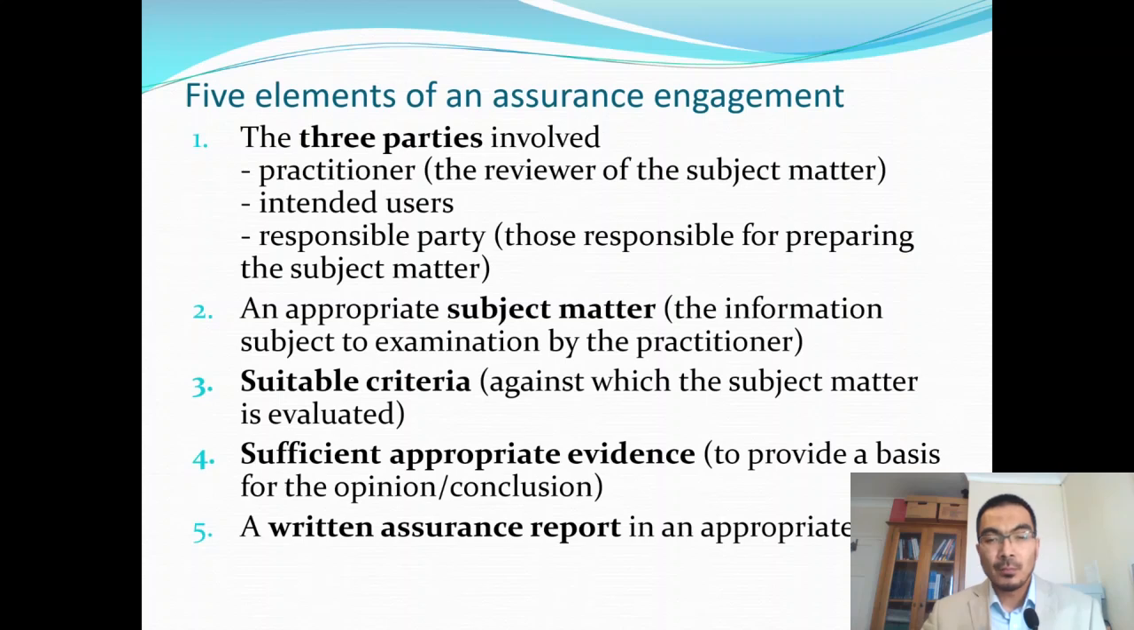The fourth one is evidence. Sufficient appropriate evidence needs to be gathered to support the required level of assurance. Before they give their opinion, the auditors need sufficient appropriate evidence so they can give their conclusion, their opinion. Without gathering sufficient appropriate evidence, they cannot give their opinion, or the level of assurance.